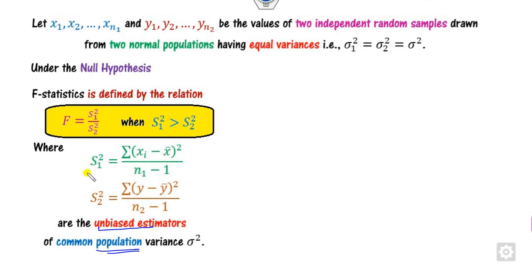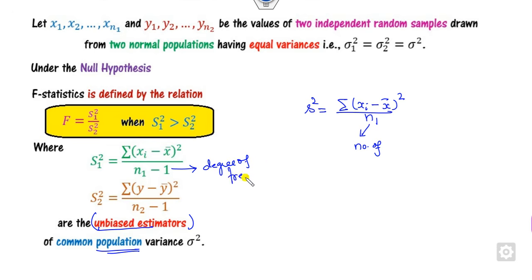We also know that capital S is called the unbiased estimator. We also know the sample variance, which is nothing but the sum of xi minus x bar squared divided by n1. This n1 is the number of elements, while n1 minus 1 is called the degrees of freedom, which we have discussed many times in our previous lectures.